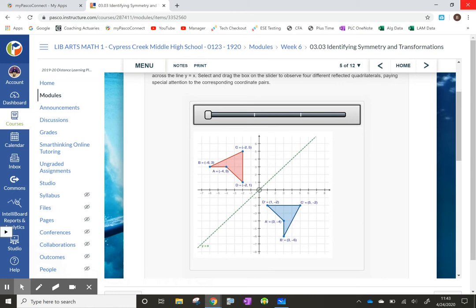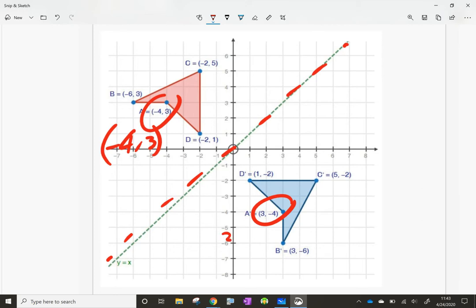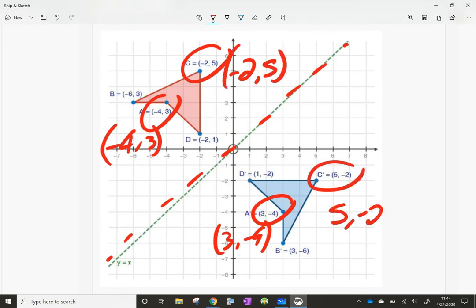So that's just a diagonal. So when you look at this one, again, just look at the points and you can kind of see the rule for yourself. So let's start with A. You have -4, +3, but when you reflect it over this diagonal, the new A becomes 3, -4. If you look at C, for example, it starts at -2, 5, but when you reflect it, C prime ends up being 5, -2. So notice what's happening.